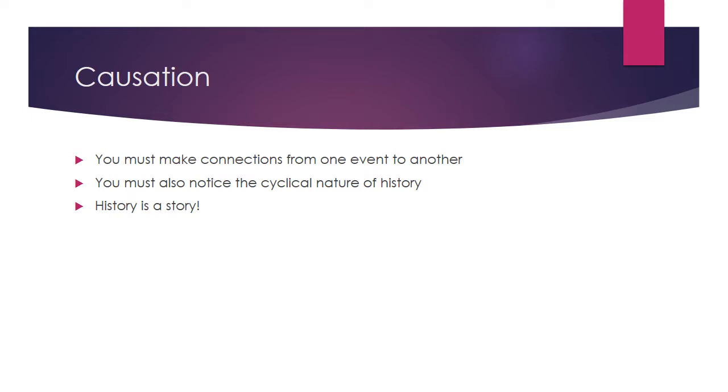Causation. You have to be able to connect one event to another. There are reasons why the Archduke was assassinated. There are reasons why the Ottomans wanted to control Constantinople. And you also have to look at the weakness of the Byzantine Empire and that allowed the Ottoman Empire to sack Constantinople. You also have to notice the cyclical nature of history.